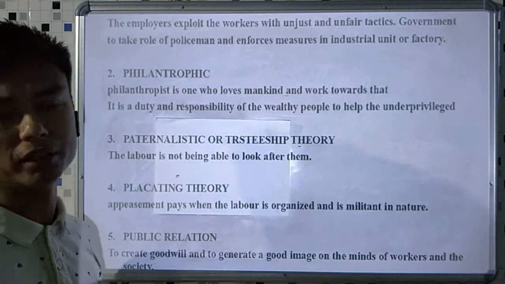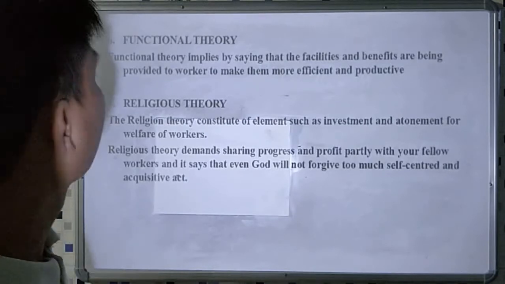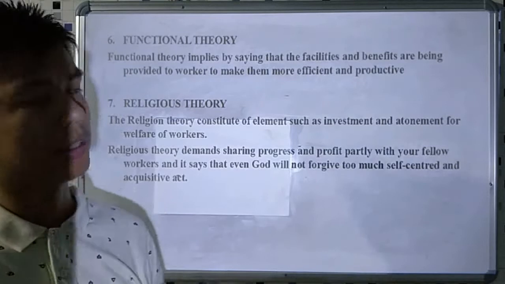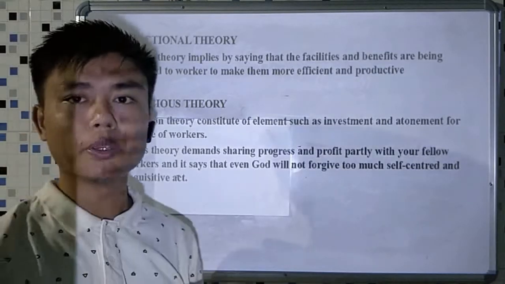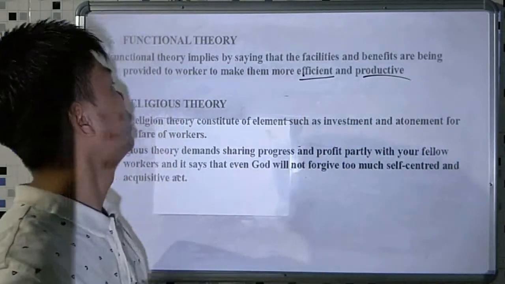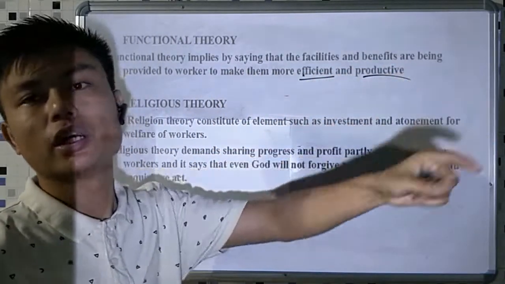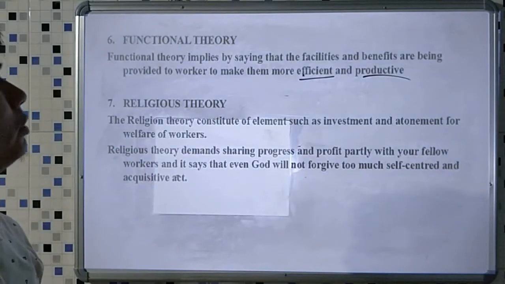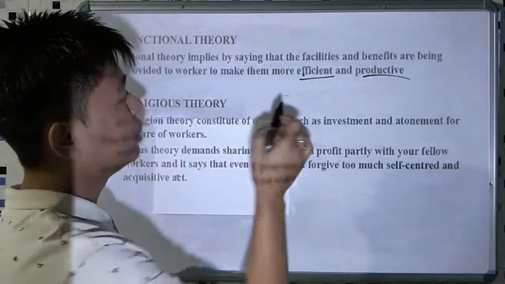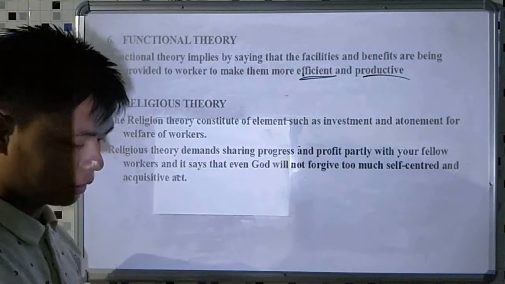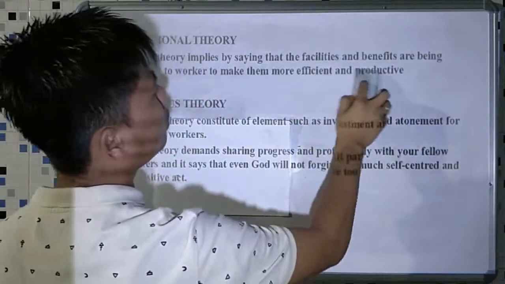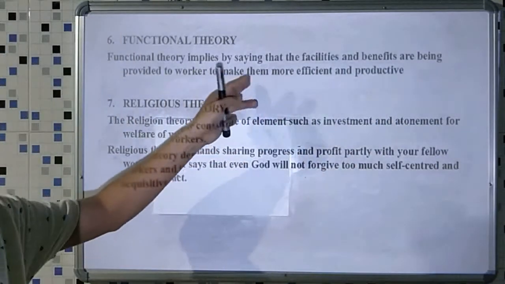Okay, now going back to the functional theory. Here, what does it say? Functional theory believes that in order to make the workmen more efficient and productive, various facilities and benefits are to be provided. Yes or no? And it links efficiency with labor welfare. Providing those will make them efficient. This is already productive, we have spoken about it, so I will not explain. If you wish to, you may go to it.